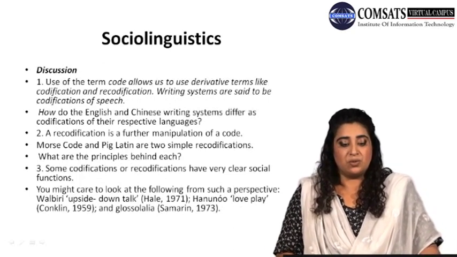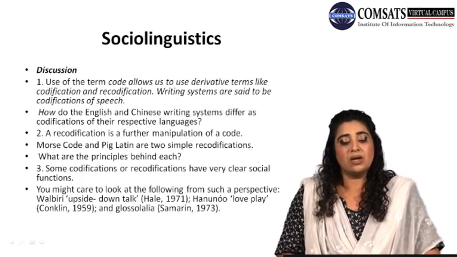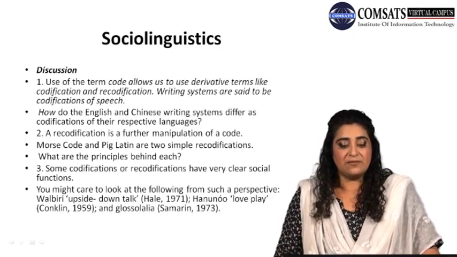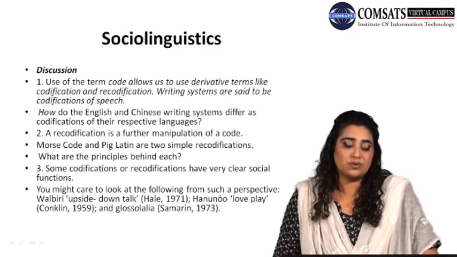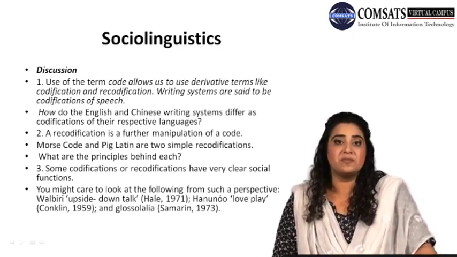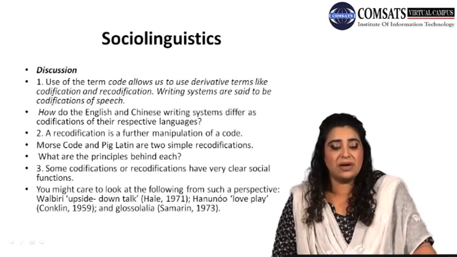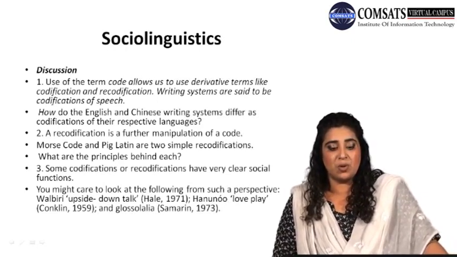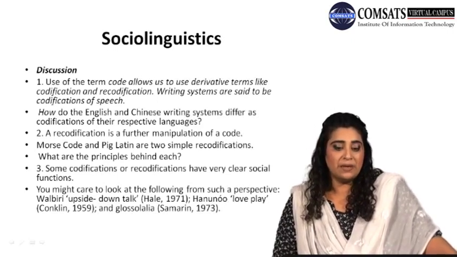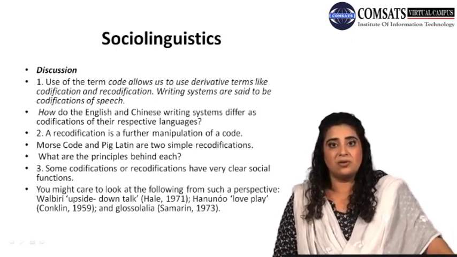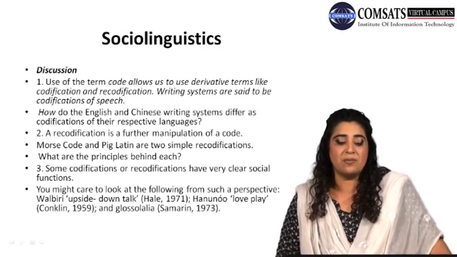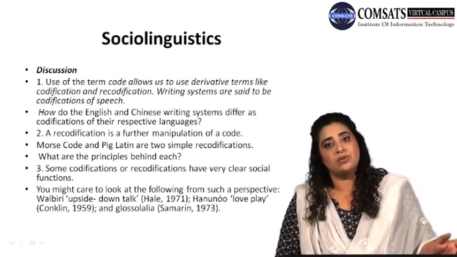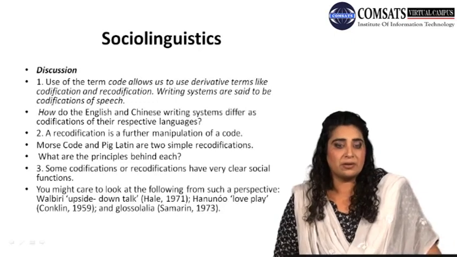So, when we go into a discussion of code switching, the use of the term code allows us to use derivative terms like codification and recodification. Now, writing systems are said to be codifications of speech. So how do English and Chinese writing systems differ as codifications of their respective languages? What we want to see is that when we put language into a code, and then we study the language according to a code, then sometimes we do codification and recodification. Now, you want to see how the English alphabet would differ from the way the Chinese would write, and then how they would construct their sentences, and the usage of grammar.